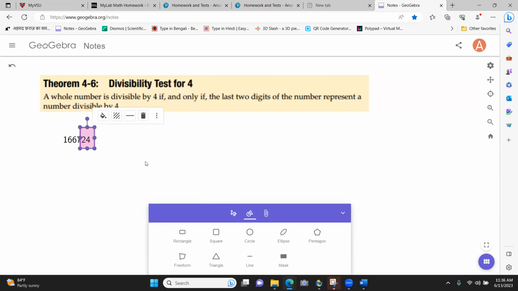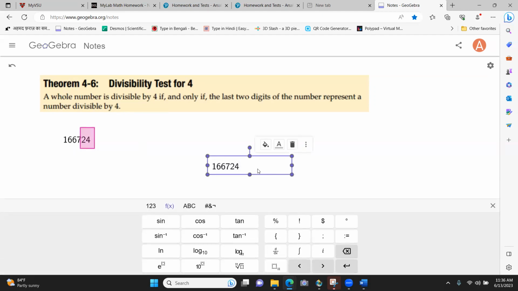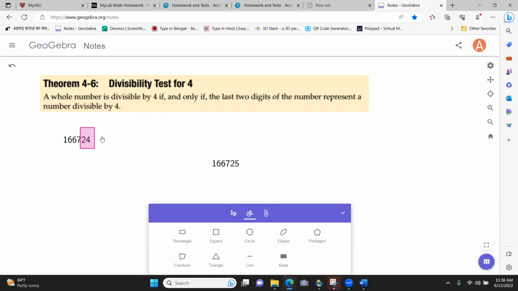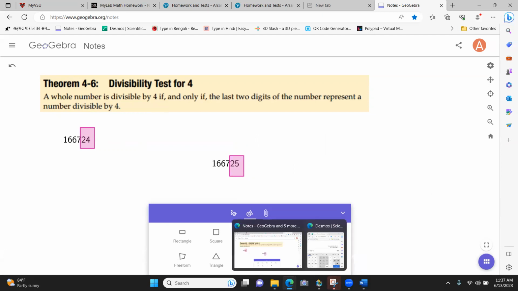It's 166,724. What about this number? Let's just change the last digit to 25. Well, 25 is not divisible by 4. 25 is not divisible by 4. So this large number, 166,725, is not divisible by 4. So let me test it. Does that make any sense?